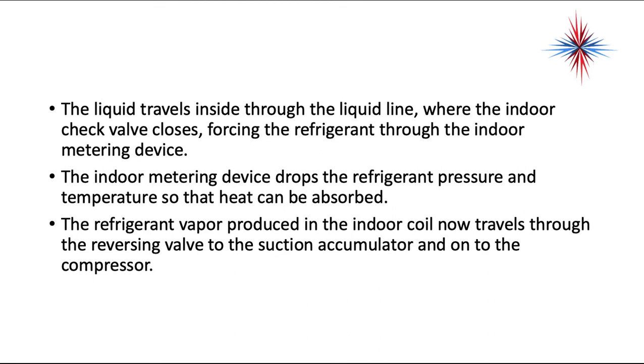The liquid travels inside through the liquid line, where the indoor check valve closes, forcing the refrigerant through the indoor metering device. The indoor metering device drops the refrigerant pressure and therefore temperature, so heat can be absorbed as it's boiled off. The refrigerant vapor produced in the indoor coil now travels through the reversing valve to the suction accumulator and onto the compressor.